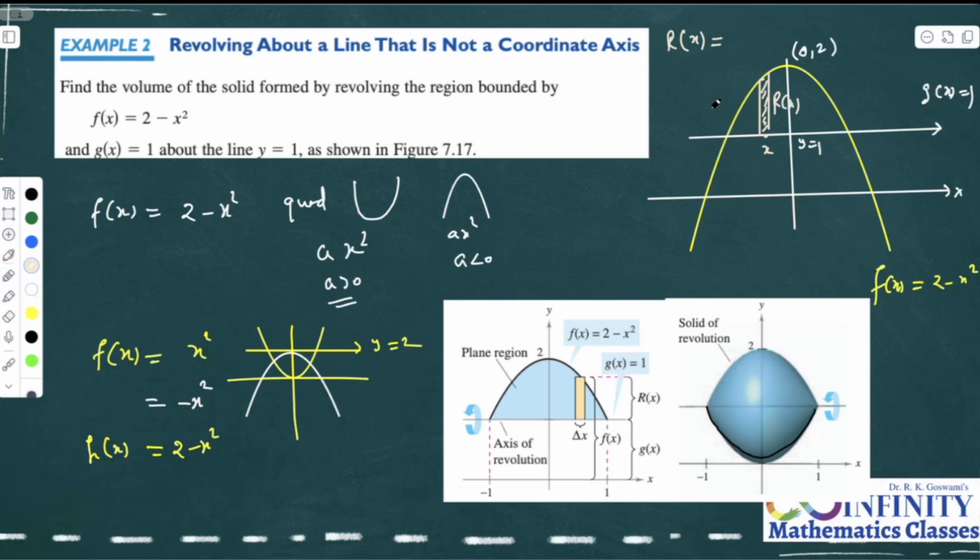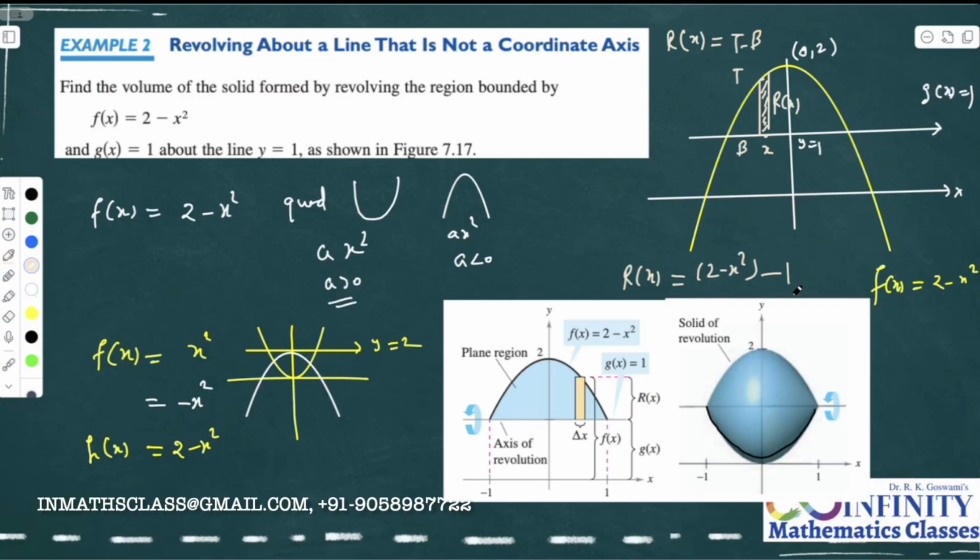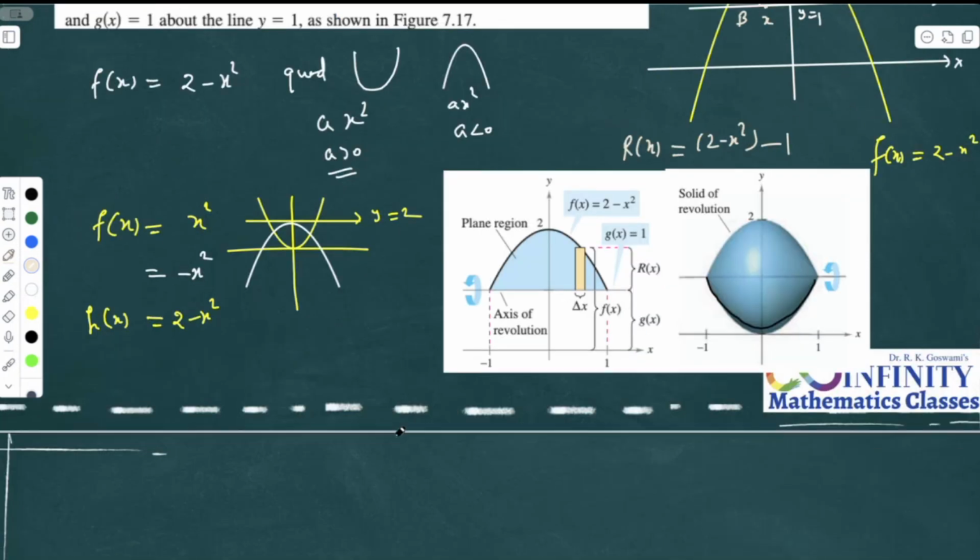Yes, 1 minus x squared, perfectly okay. Always remember, whenever you have a vertical strip, remember the case: top minus bottom. If I ask you again, what is the top curve? You will tell me the top curve is this one with the yellow line, 2 minus x squared. What is the bottom curve? The bottom curve, as you know, is the line g(x) equals 1. This is going to be your radius. Always top minus bottom.